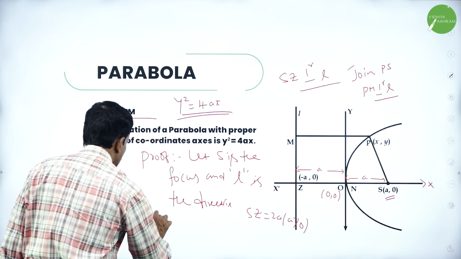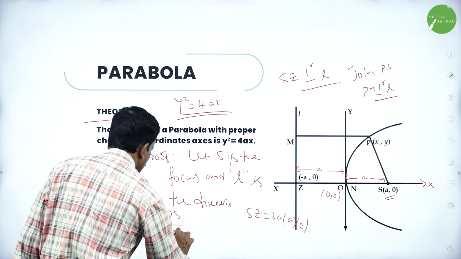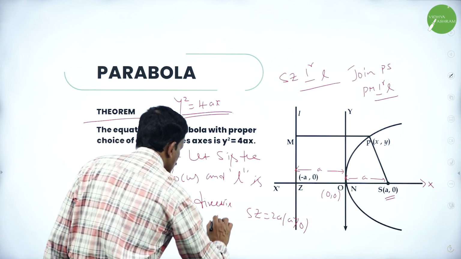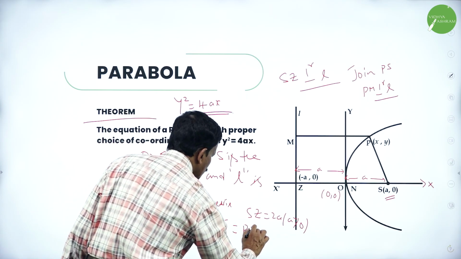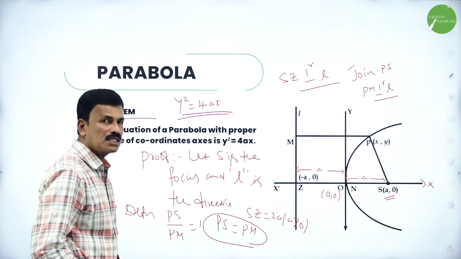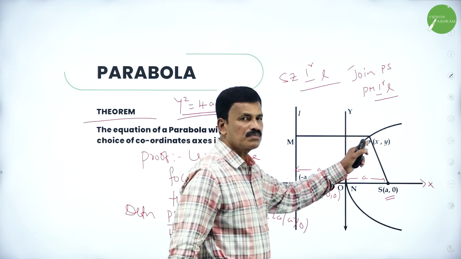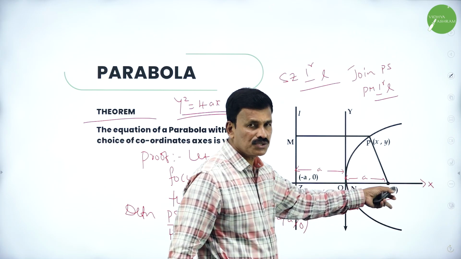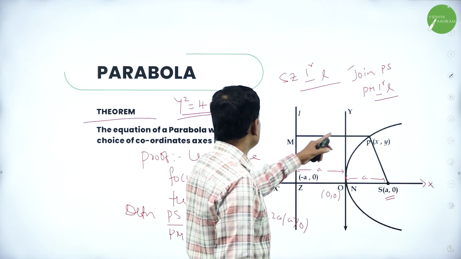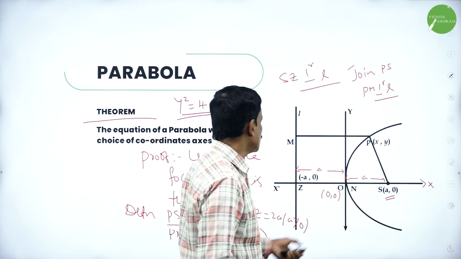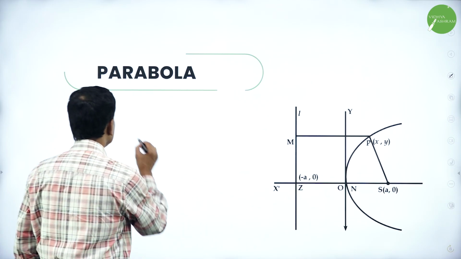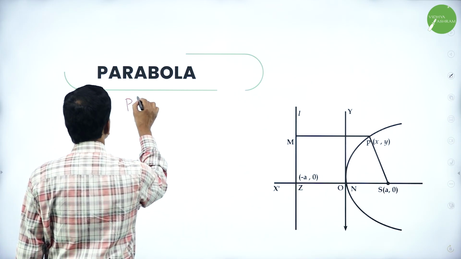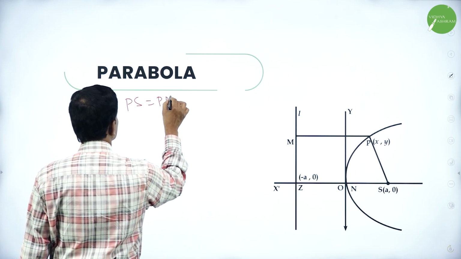Now, by definition of the parabola, PS divided by PM is equal to 1. That means the distance PS is equal to PM. This is by definition. What is PS? PS is the distance from (x, y) to (a, 0); use the distance formula. And PM is parallel to SZ. So, PS is equal to PM.